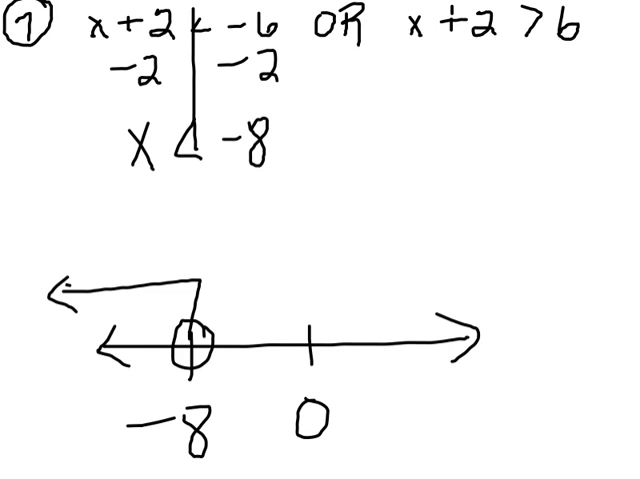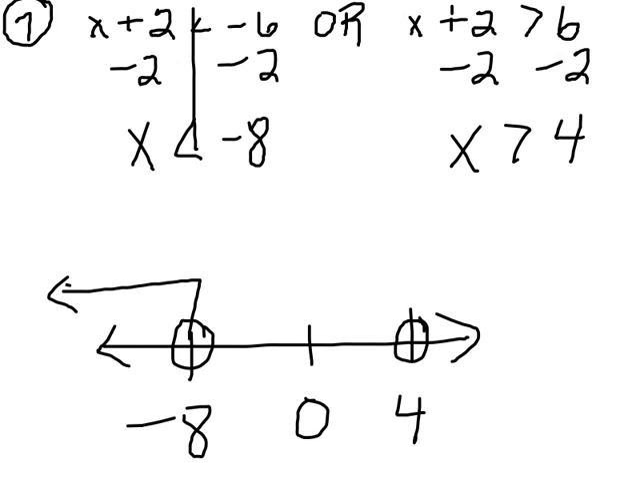Continuing on to solve the other side, we're going to subtract 2 from both sides. So x is greater than 4. So at 4, we have an open circle, and reading it from the variable, x is greater than, so we're going to shade to the right.